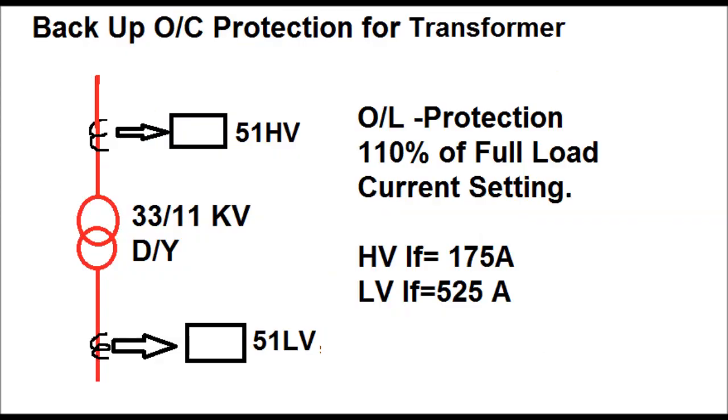Now the backup overcurrent protection for the transformer. Backup means if any external fault occurs outside the differential zone of the transformer, then only, as a backup protection, it shall operate. It is nothing but overload protection of the transformer. Setting is normally set as 110 to 115% of the full load current for the HV overcurrent and LV overcurrent relay.